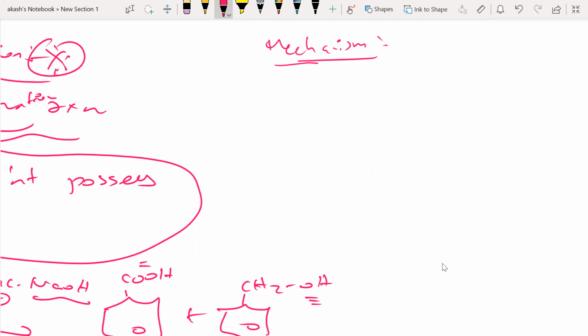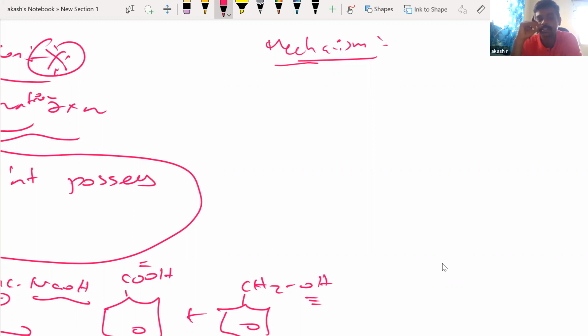Carbocations, carbanions, and free radicals. Radicals, sir. Correct. So we have three basic intermediates, right? One is carbocation, carbanion, and free radicals. Remember that these are intermediates. Okay, these are what are called intermediates in organic chemistry.